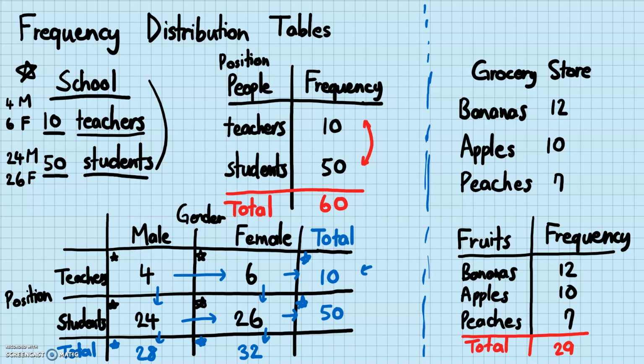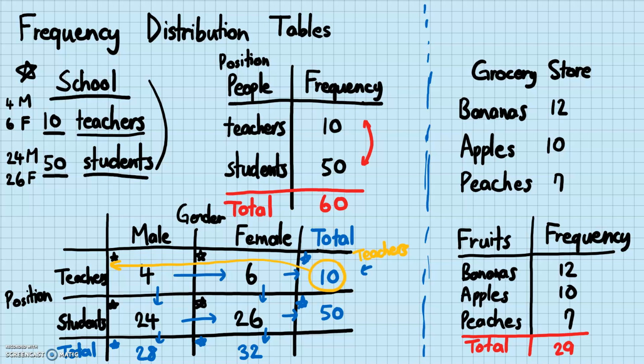So first of all, this one right here, what do you think that means? What did we just add? We added the male and the female teachers, right? So this would be the total number of teachers. And you can kind of see that because if you go just straight across, this is the label teachers. It's the total number of teachers.